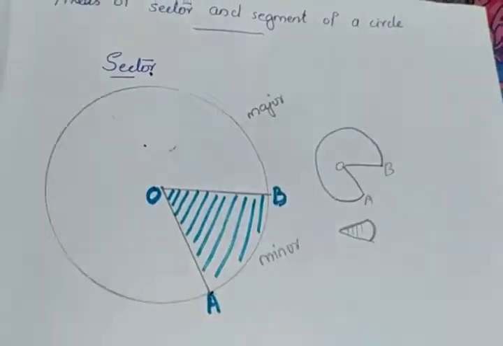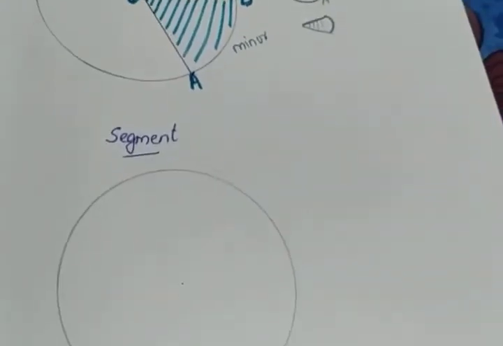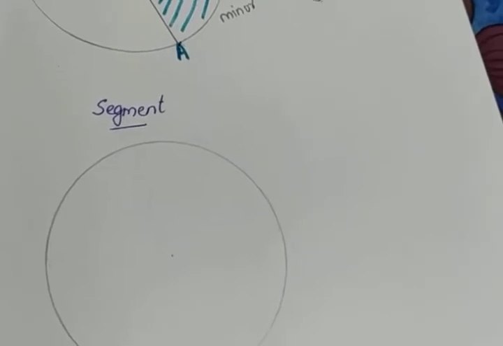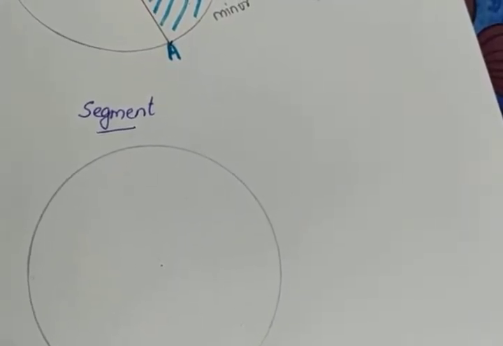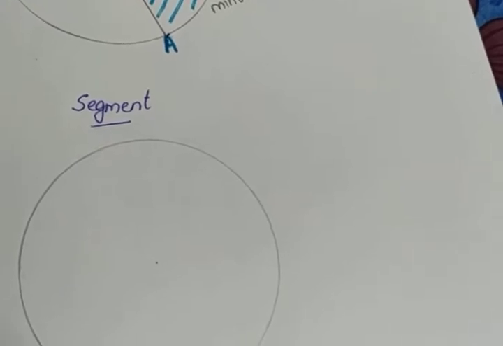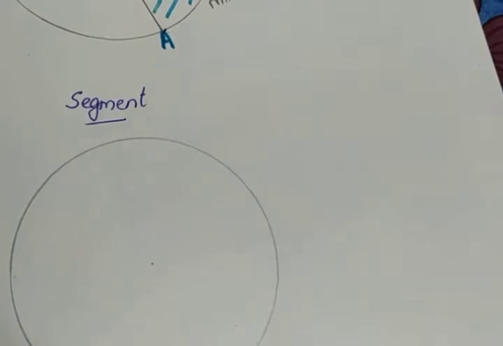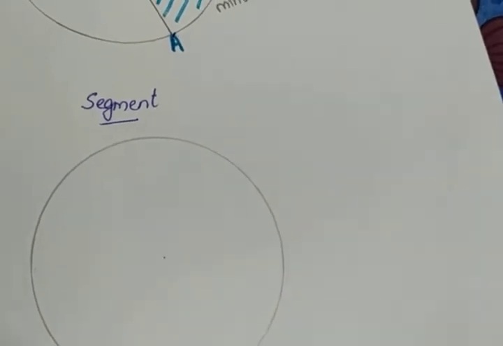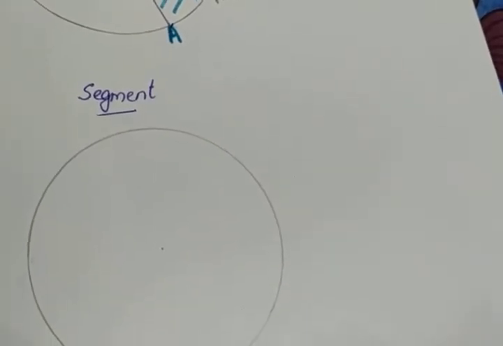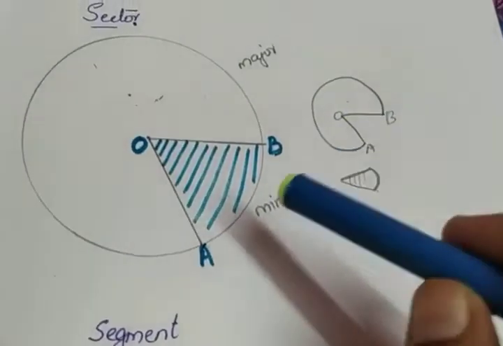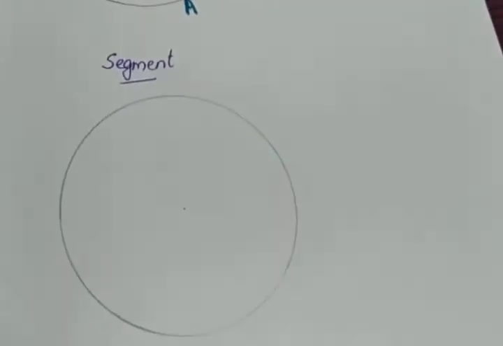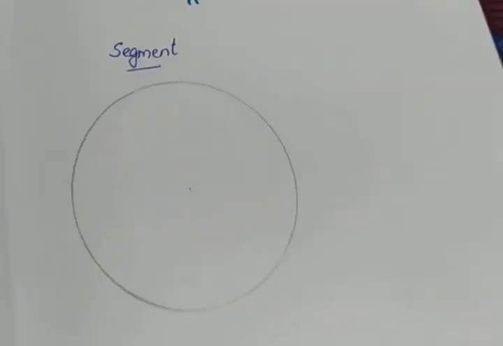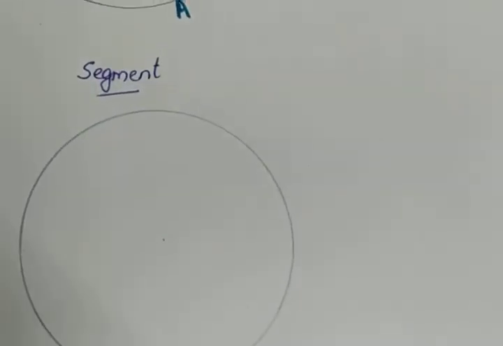So the small sector is termed the minor sector, and the bigger one is termed the major sector. Again, coming to the segment. You have studied it in your 9th standard. What is a segment? A segment is that portion of the circular region enclosed between a chord and the corresponding arc. Sector is a region enclosed between two radii and the arc. Segment is a region enclosed between a chord and the corresponding arc.